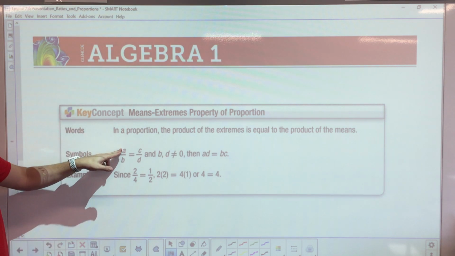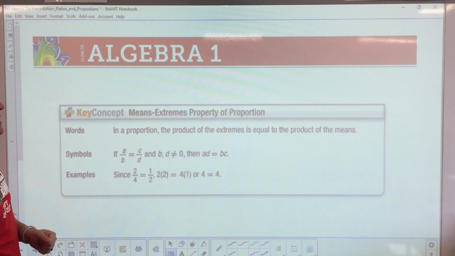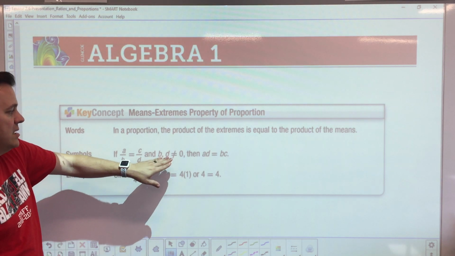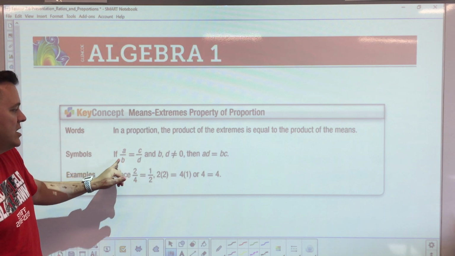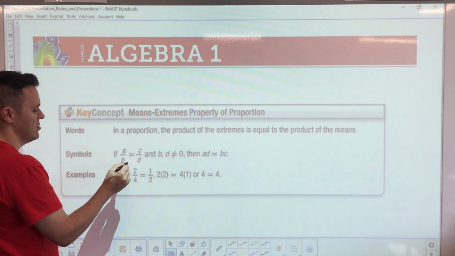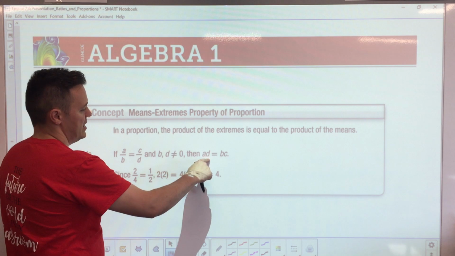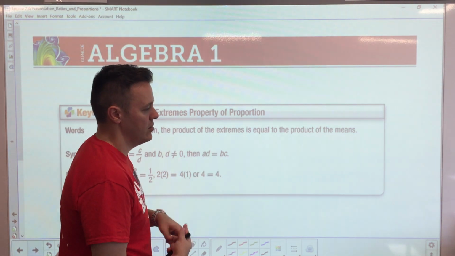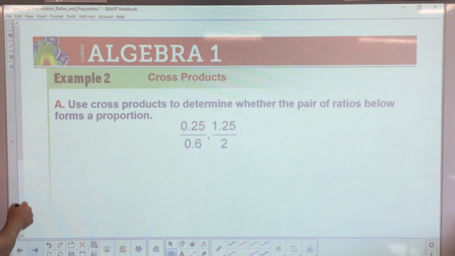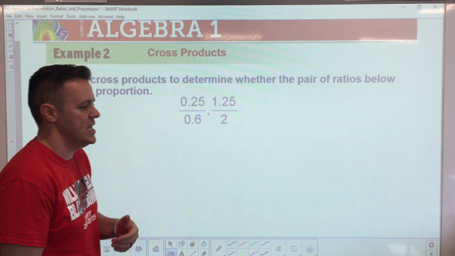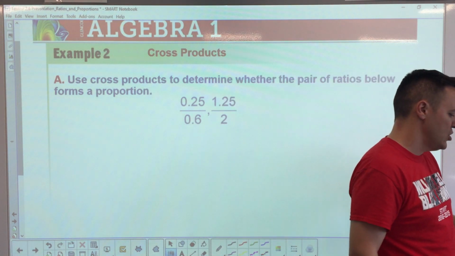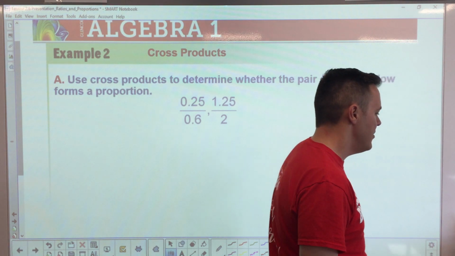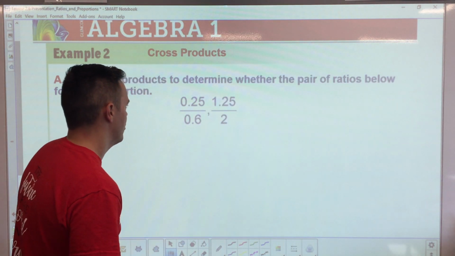Proportion product: if A over B equals C over D, and B, D is not equal to 0, so these two cannot be 0, so you can have no zeros down here, then AD equals BC. So it's basically just saying cross multiplying, okay? But one thing I want to make sure, I want to change with what this book states. So lesson example 2, ladies and gentlemen, does start on page 116, and they kind of give you a great illustration of how you can cross multiply.